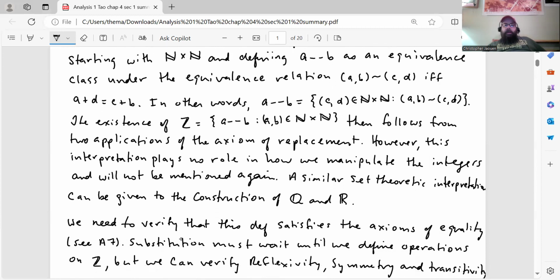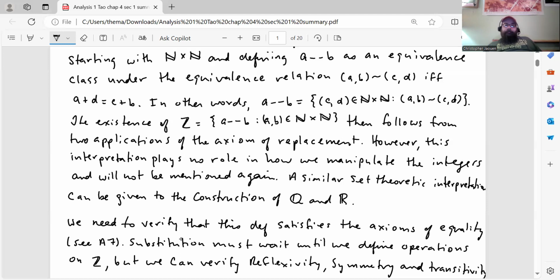He says, however, this interpretation plays no role in how we manipulate the integers and will not be mentioned again. A similar set theoretic interpretation can be given to the construction of the rationals and the real numbers. We'll see those later on. In the next section, he will construct the rationals, and in the next chapter, we'll construct the reals in Tao. And also remember, we're going to construct the reals in a different way in Spivak's book.